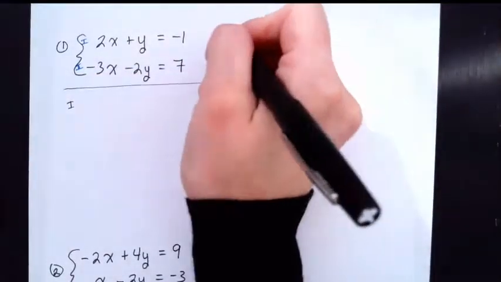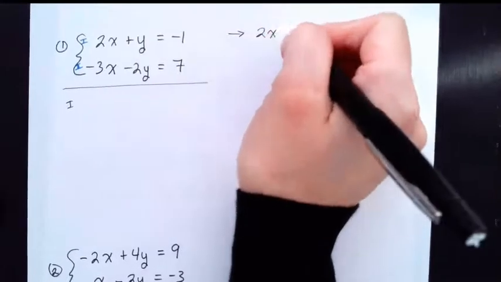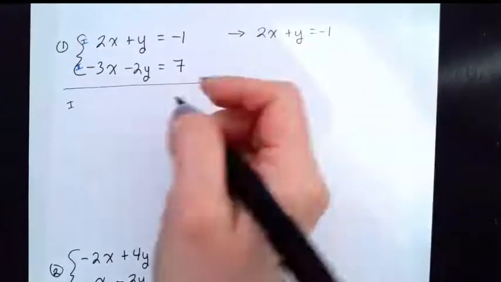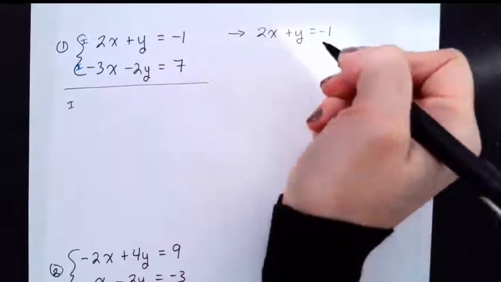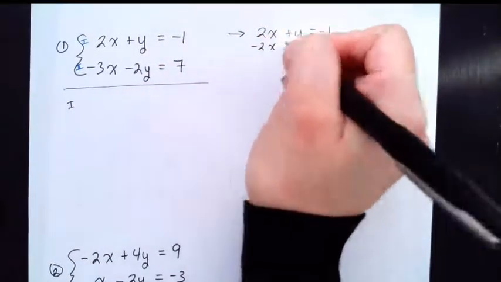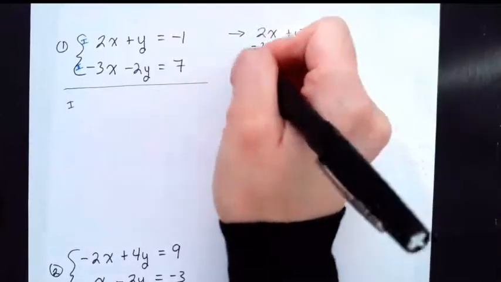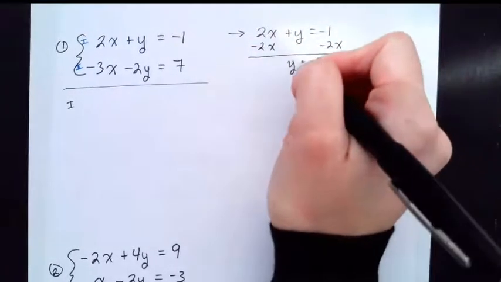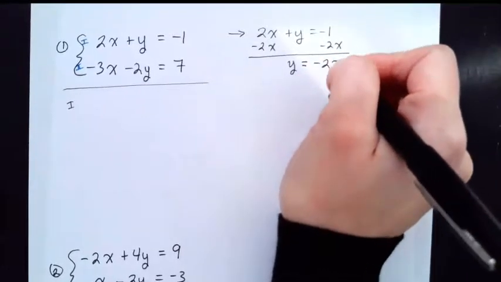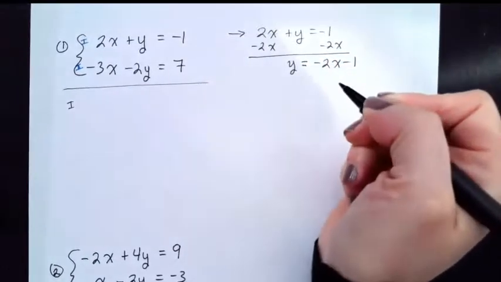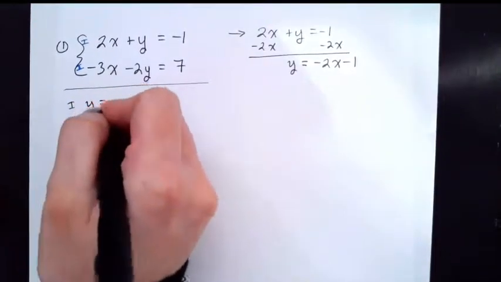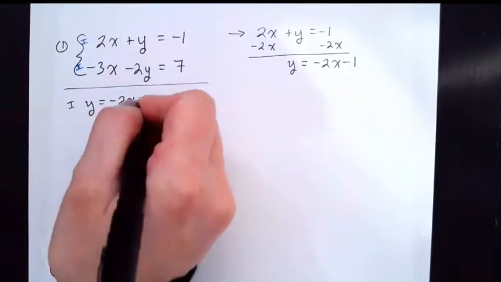So maybe off to the side, I'll think about this equation, 2x plus y equals -1, and just rearrange it, and then I'm going to rewrite my entire system here. I might be able to mentally rearrange that equation just by subtracting 2x on both sides. I have y equals -2x minus 1. So I'm going to rewrite that here for my first equation: y equals negative 2x minus 1.